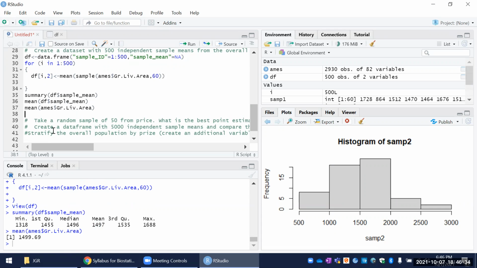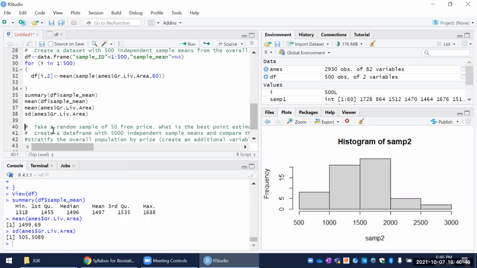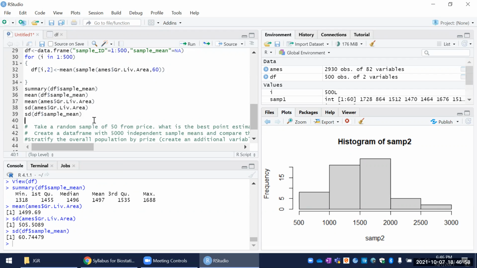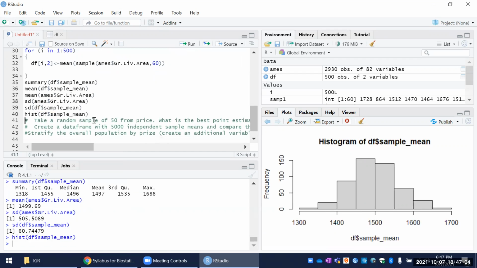And when you look at the standard deviation of Ames greater living area, you have 505. You do standard deviation of df sample mean, you see how small this is, right? And this is clearly because you are only looking at the distribution of the sample means. And this is how this looks like. This is a very small variability. And this was basically the distribution of the sample mean that we have just created for the Ames data.